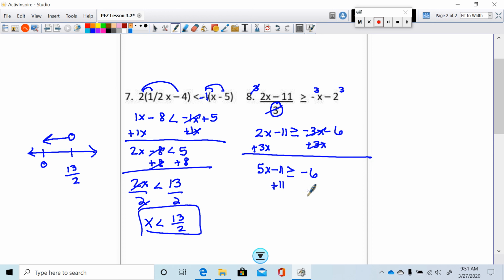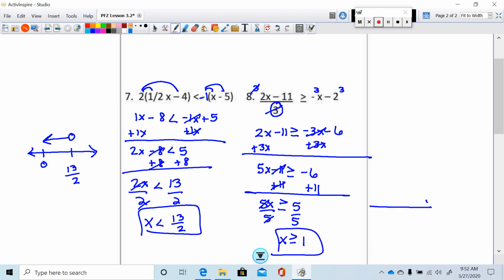I'm going to add 11 to both sides. 5x, opposites cancel, is greater than or equal to 5. 11 minus 6 is 5. Divide both sides by 5. Top cancels with bottom. X is greater than or equal to 1. That's the solution. The graph, 0 would be here, 1 would be here. I'm going to use a closed circle because the inequality is underlined, and the inequality goes to the right, so my arrow must go to the right.